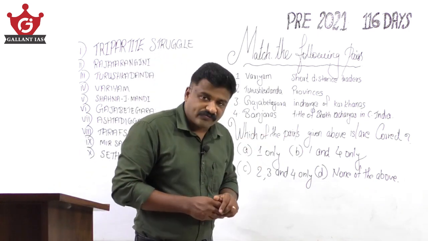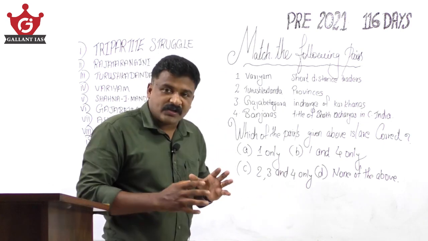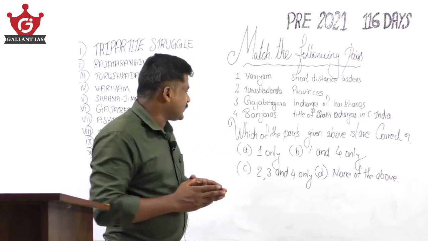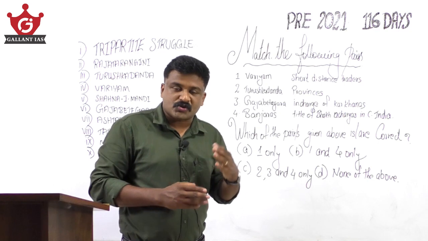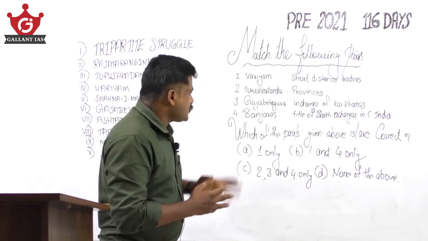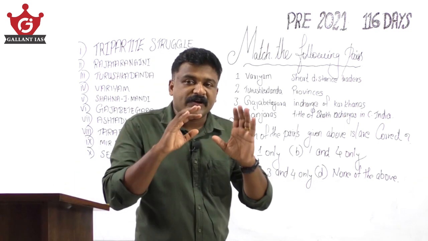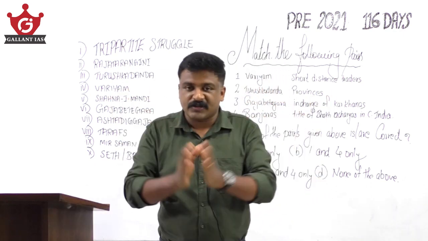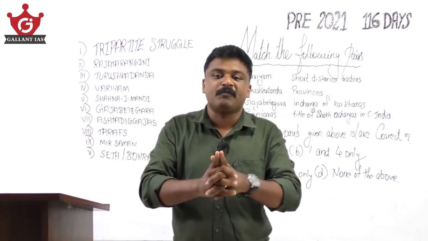Gajabetagara is not in charge of Karkhanas. Gajabetagara is the title assumed by Devaraya II. Banjaras are long distance traders, they are caravan traders. So none of them is matching. So this is the way UPSC may ask the questions. Go for terminology, that is very, very, very important for you.